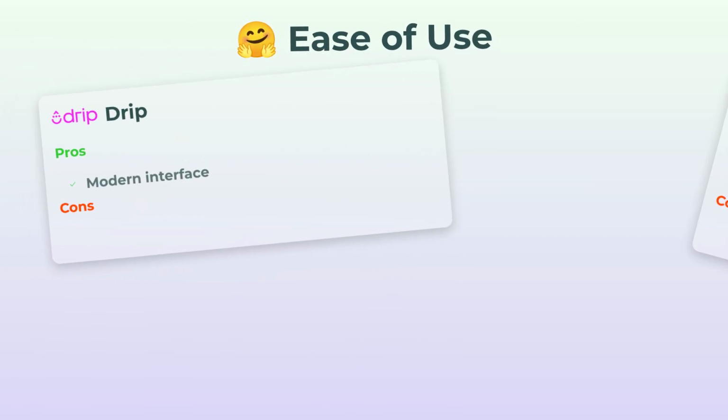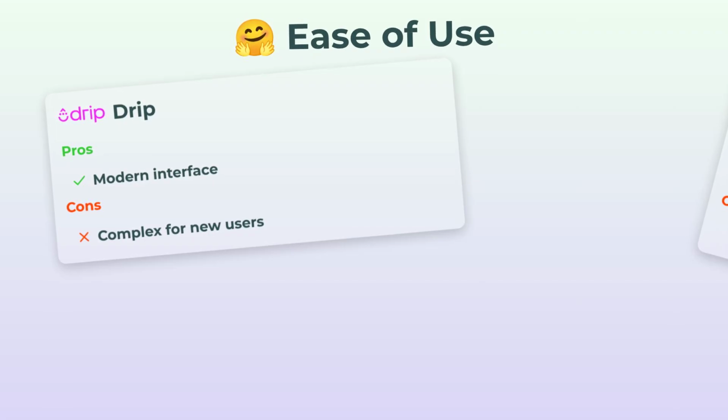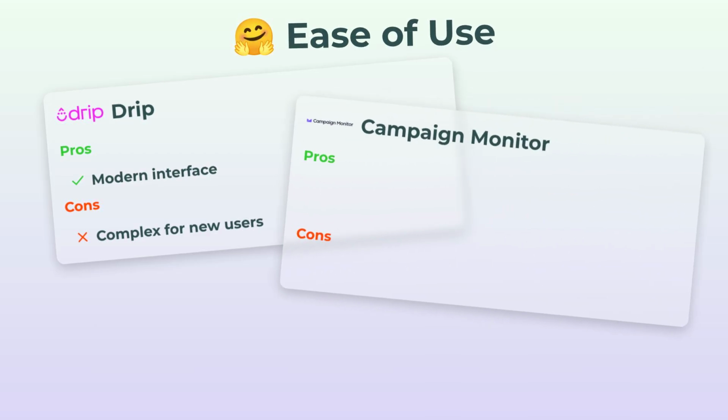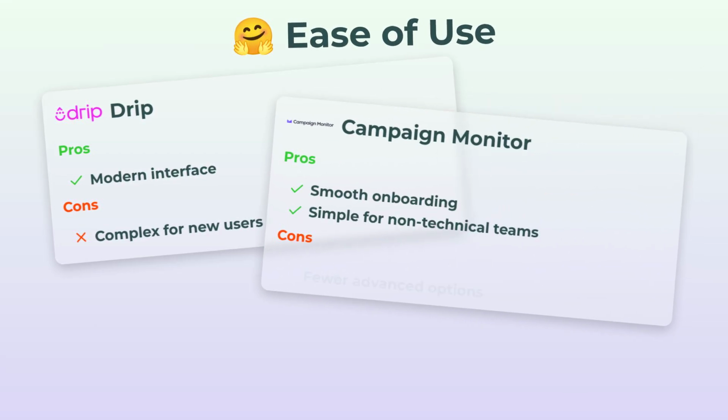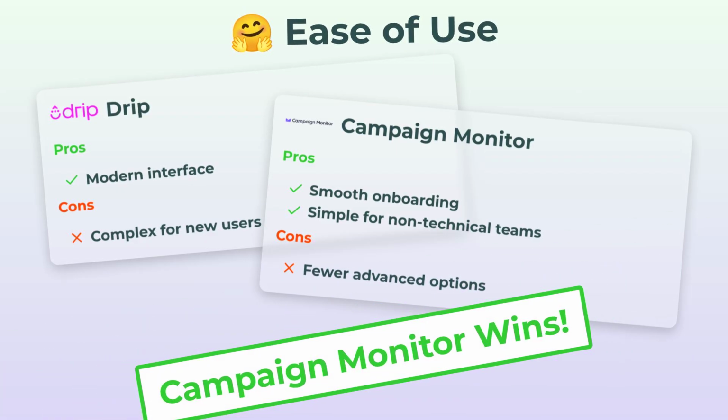Last, ease of use. Drip's interface is super modern, looks great, but if you're new, there's a learning curve for sure. Campaign Monitor, the onboarding's smooth, it's simple for non-techie folks. If you want to get rolling without headaches, it's awesome. Less advanced options, yeah, but easy peasy for day-to-day. Campaign Monitor gets this one for sure.